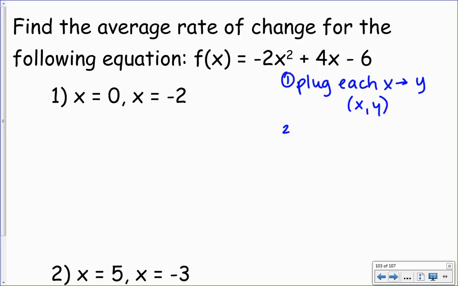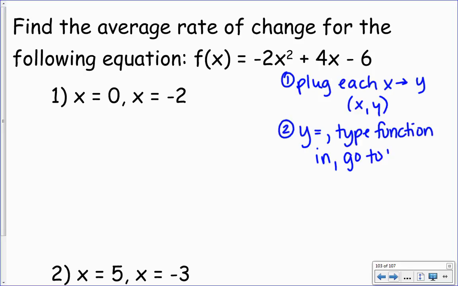All right, your second option is to go to y equals in your calculator, type that function in, and then go to the table. And you're looking specifically at x equals 0 and x equals negative 2. There you can find those y values. I'm going to use the table because remember that EOC is timed and you don't want to waste a lot of time on unnecessary steps when there's an easier way to do it.